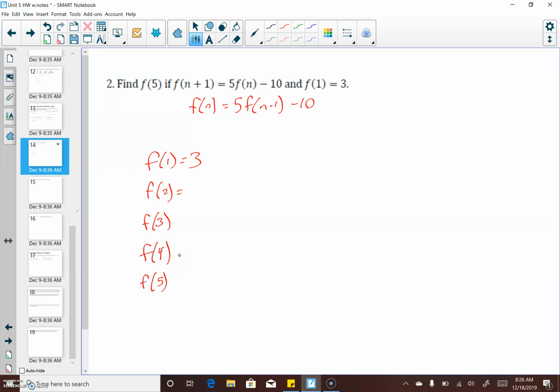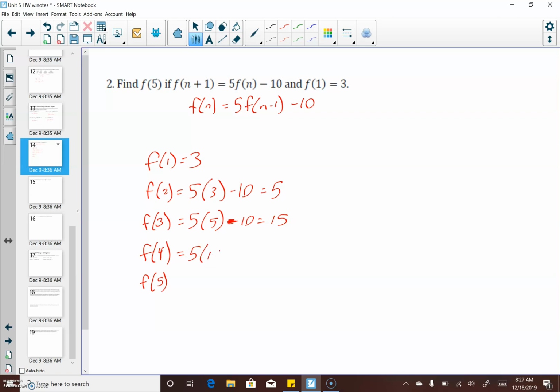So what does it tell us to do? Multiply 5 times the previous term and then subtract 10. So we're 5 times 3 minus 10. Well, 5 times 3 is 15, minus 10 is 5. So now we'll take that answer and plug it in. So 5 times 5 is 25, minus 10 is going to be 15.